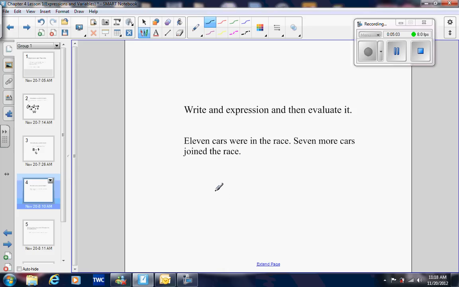Okay, you should be back. 11 cars were in the race. 7 more cars joined the race. So we have 11 cars that were in the race to start with. 7 more means we're going to add some more to the race, and we're going to add 7 more. This is the expression. If you did write an equal sign, then you made what's called an equation, and we'll talk about those later, but this is an expression right here.